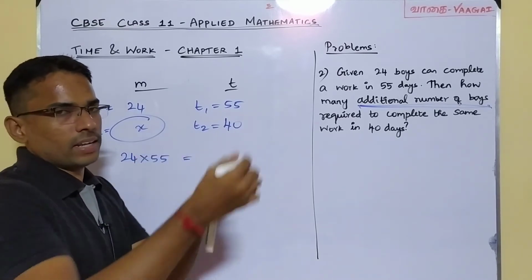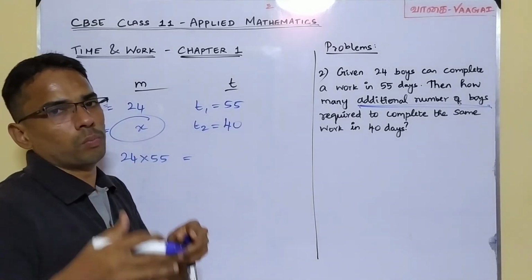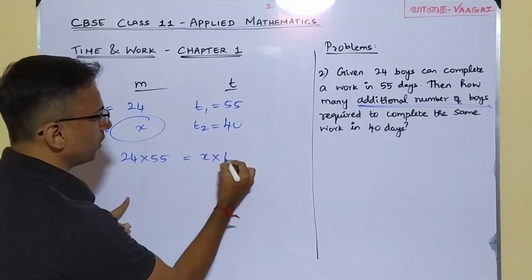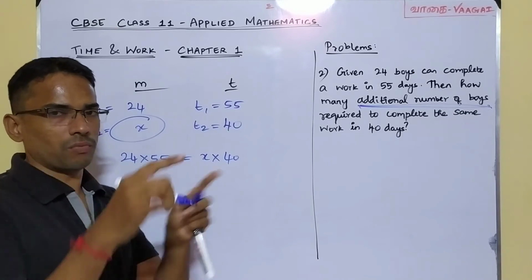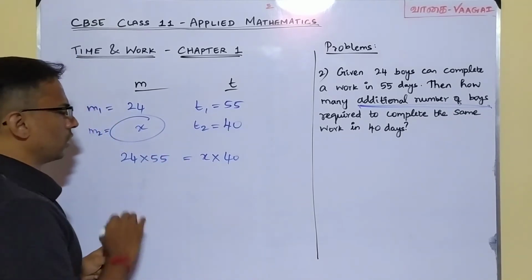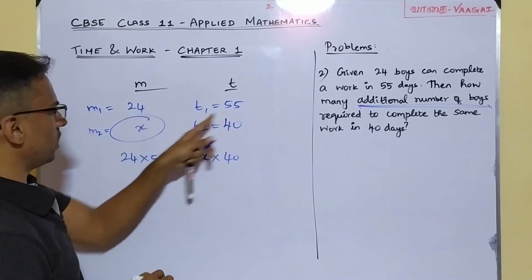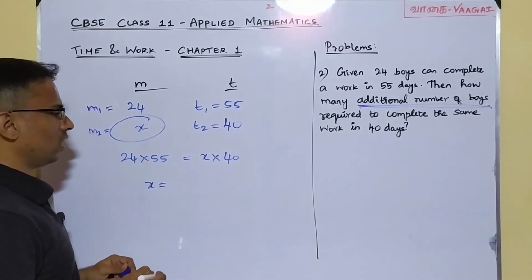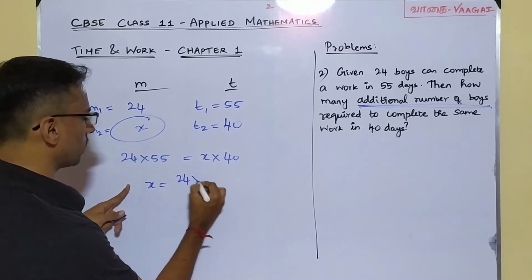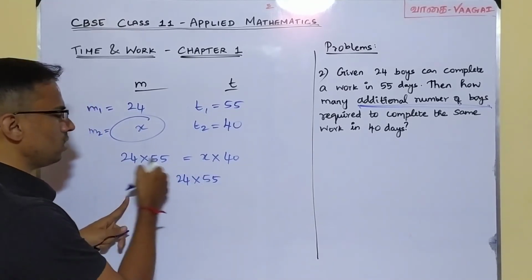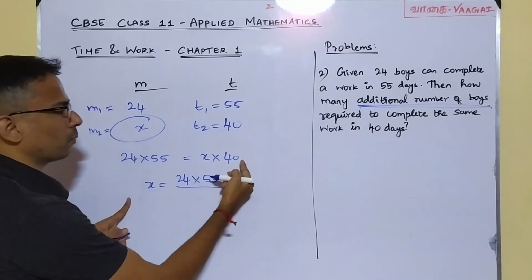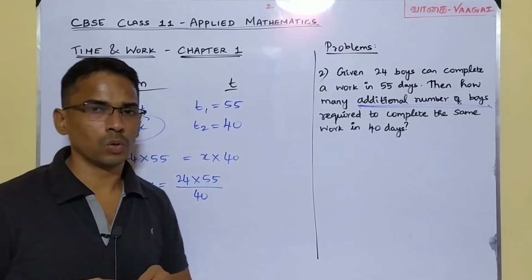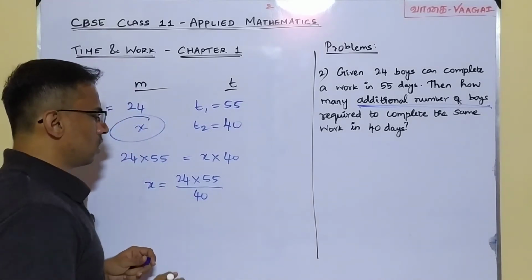Let me not repeat writing the same steps, because I hope you are able to understand it. M2 into T2, so X into 40. Let me directly write the equation itself. So 24 into 55 is the same as X into 40. Now, in order to find this value of X, X is equal to 24 into 55, divided by 40, bringing this 40 to the other side. Hope it is clear.